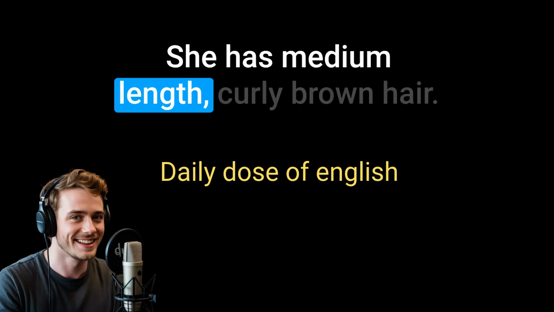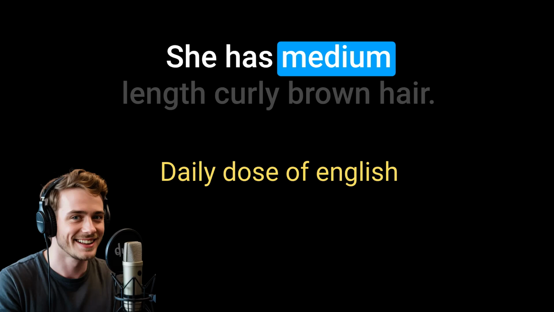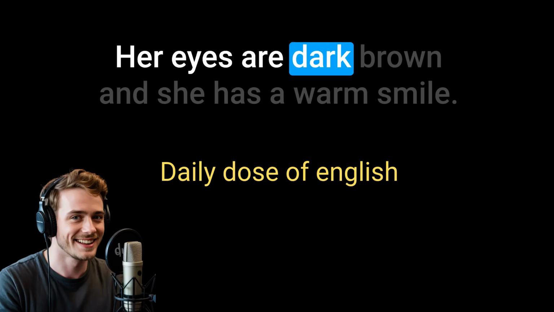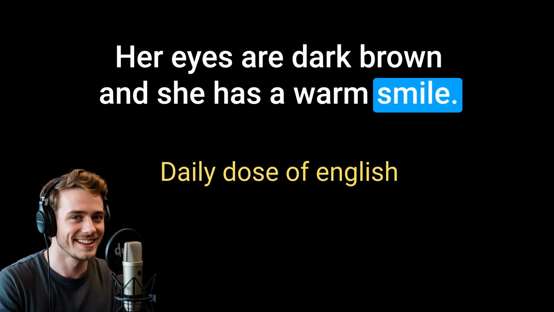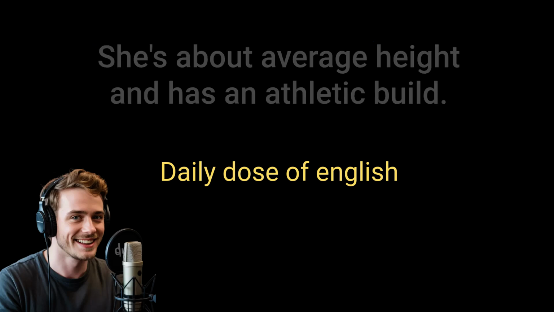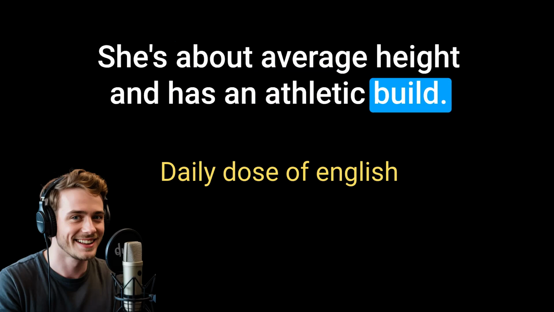She has medium-length curly brown hair. Now you repeat. Her eyes are dark brown and she has a warm smile. Now you repeat. She's about average height and has an athletic build. Now you repeat.